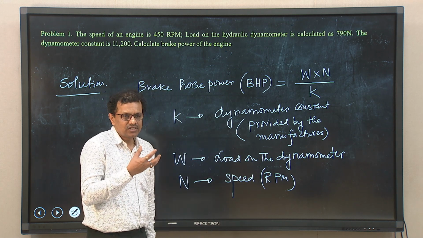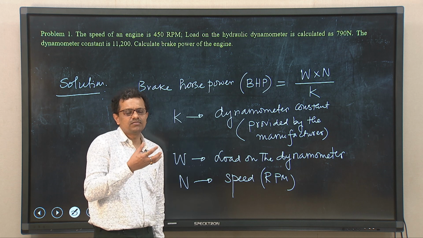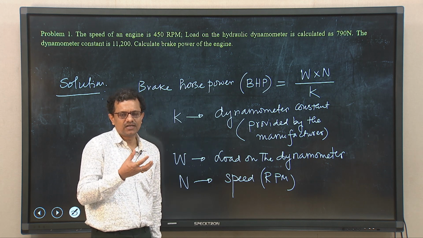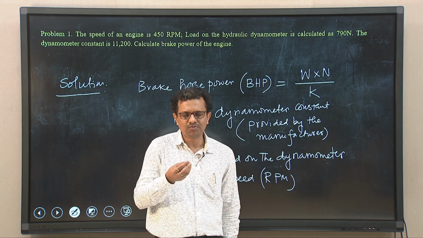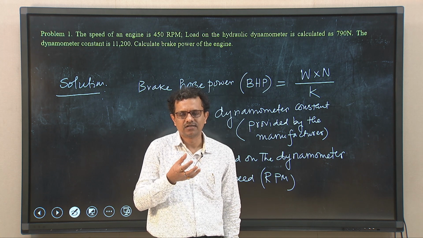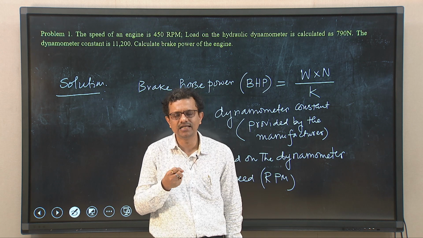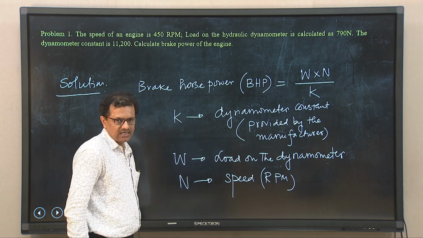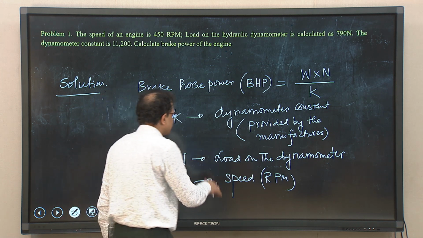From the load cell, the signal sometimes, or many times, needs to be amplified depending on the requirement. If the power produced by the engine is very small, then perhaps we need to amplify the signal to get accurate data. So, from there we can calculate the load on the dynamometer, and that is 790 Newton, as given in this problem. The dynamometer constant is 11,200, that is the value of K. As I said, this is provided by the manufacturer.